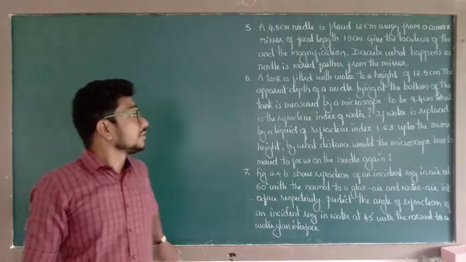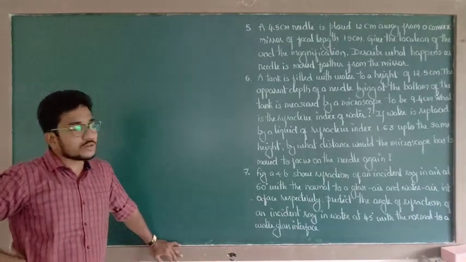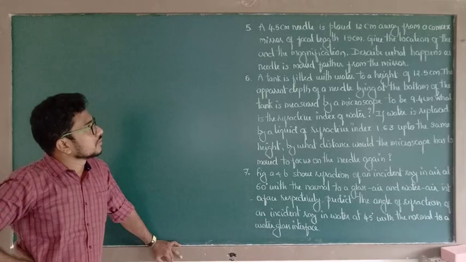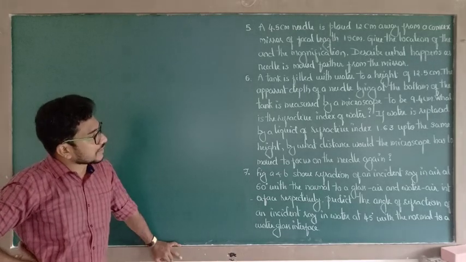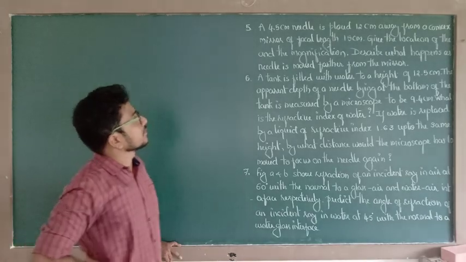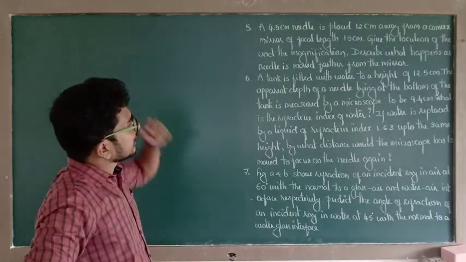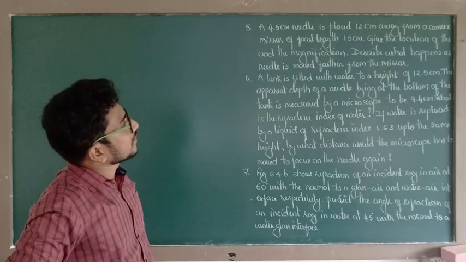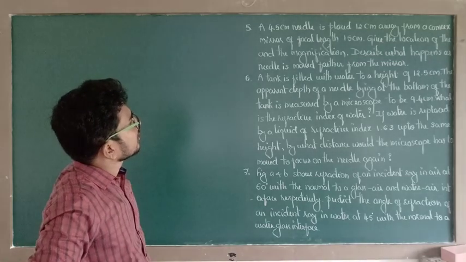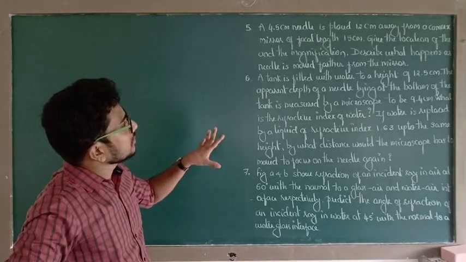Hello dear students. So today we shall see a few more numericals about ray optics. Let us have a look at these numericals one by one. The first one: a 4.5 centimeter needle is placed 12 centimeter away from a convex mirror. So they are framing this question.